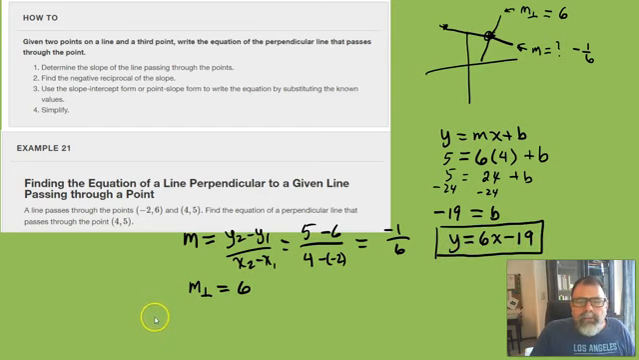And that brings us to the end of this lesson. So again, you want to practice, practice, practice. Do as many of those odd exercises at the end of the section and submit them to Canvas.